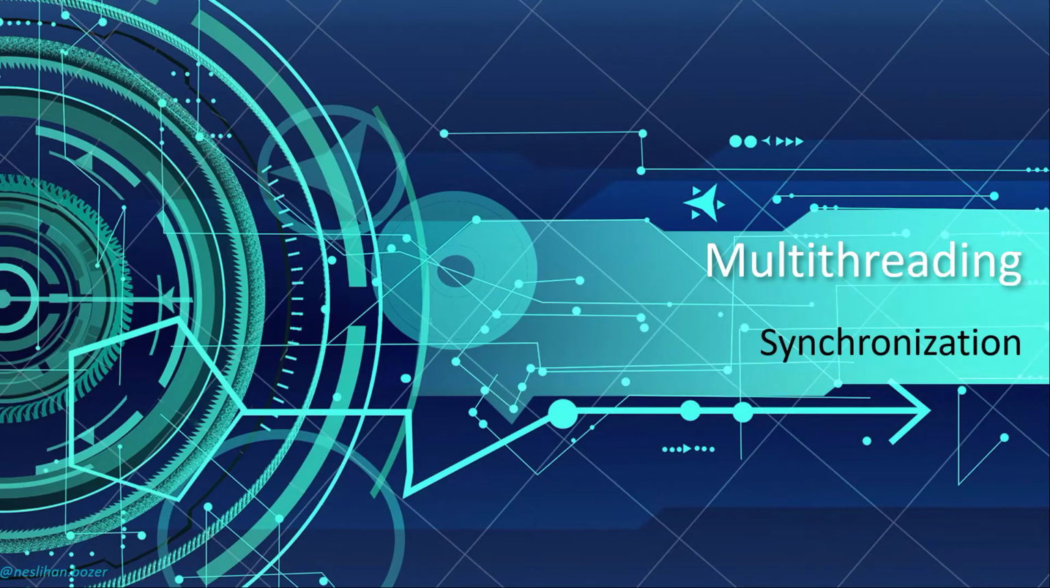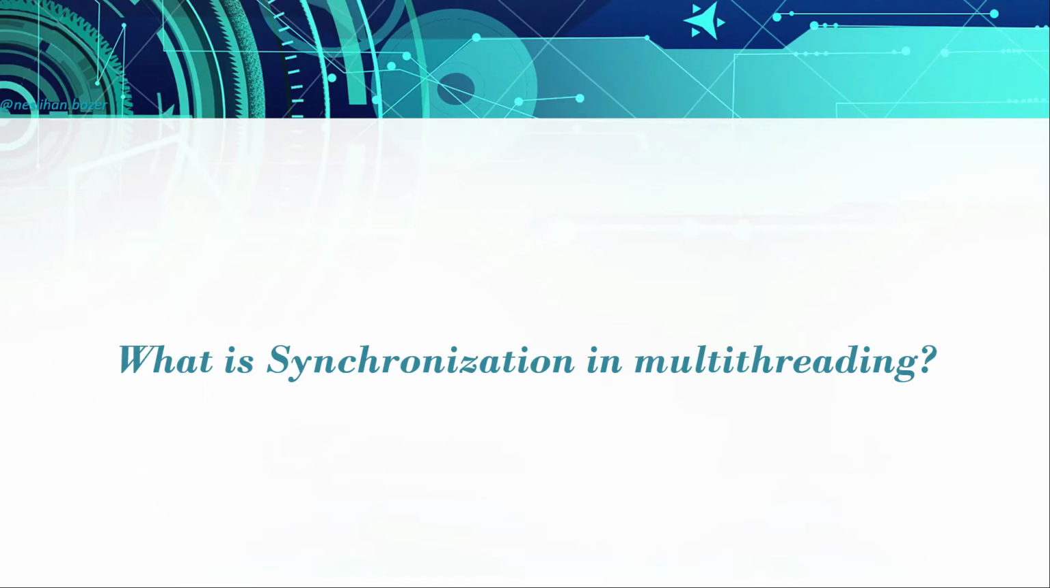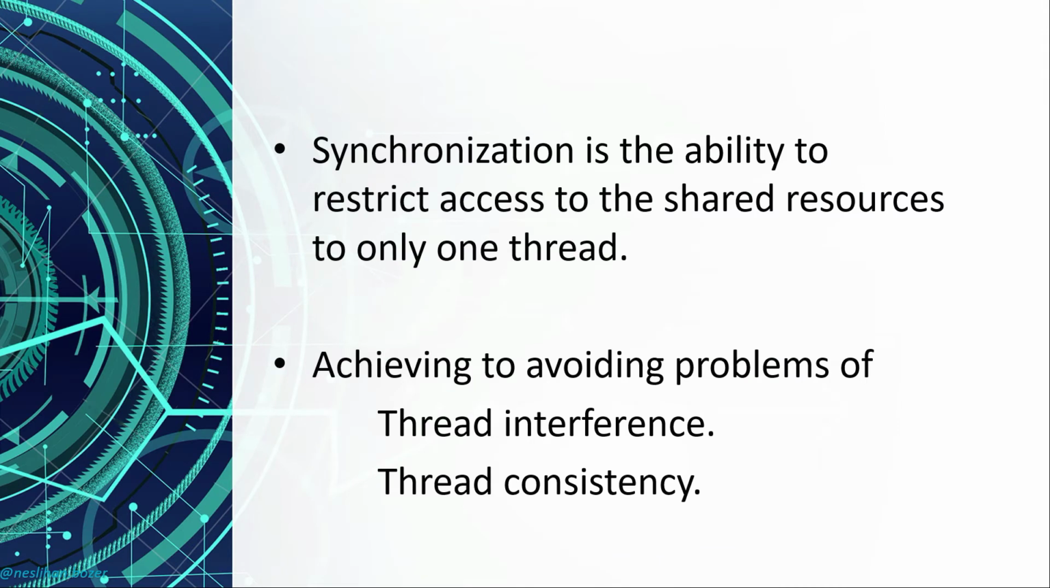What is synchronization in multithreading? Synchronization is the capability to control the access of multiple threads to any shared resource, and is the ability to restrict access to the shared resource to only one thread. Synchronization is a mechanism for controlling when two or more threads need access to the shared resource. That shared resource will be used by only one thread.